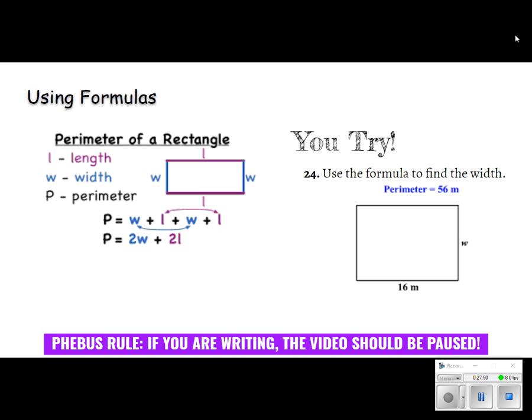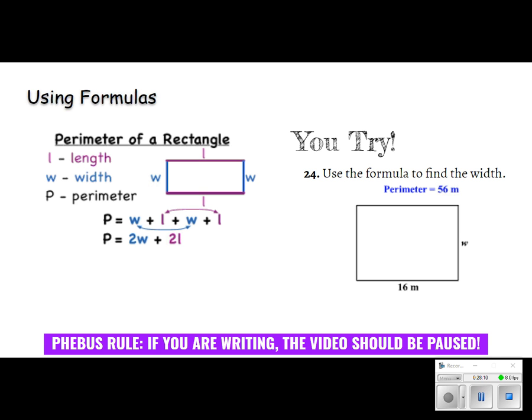All right, so perimeter of a rectangle. Ooh, they give us the perimeter, they don't give us the width. Do you think you can use the perimeter of the rectangle formula to figure out the width? Pause the video, see what you can do.